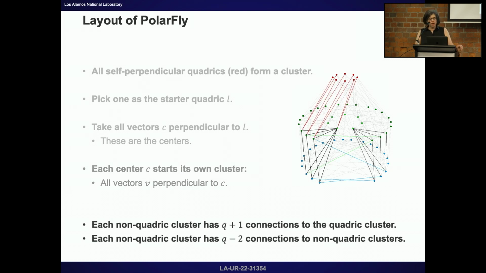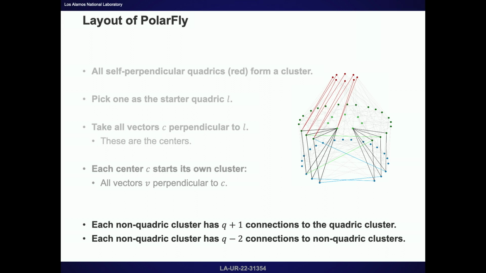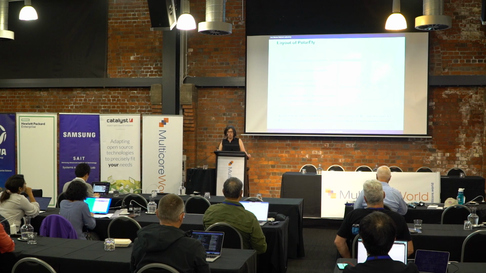There's also good connectivity between clusters. So here I've shown in black 2 clusters, and you can see blue and green, the connectivity between them. And each non-quadric cluster has q minus 2 connections to any other non-quadric cluster. And it also has q plus 1 connections to the quadric cluster. So you have well-defined connections between them.